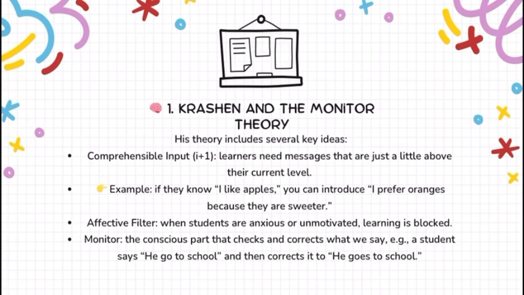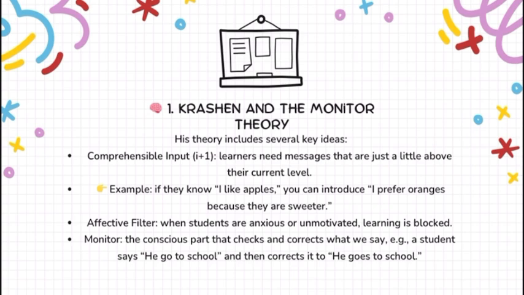His theory includes several key ideas. Comprehensible input, i plus 1. Learners need messages that are just a little above their current level. Example: if they know "I like apples," you can introduce "I prefer oranges because they are sweeter."